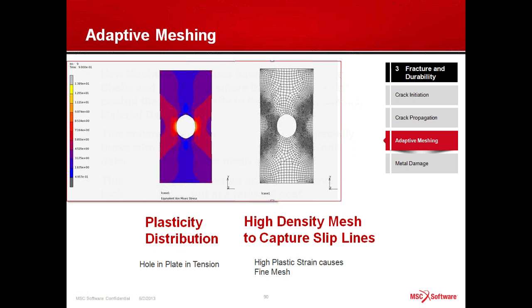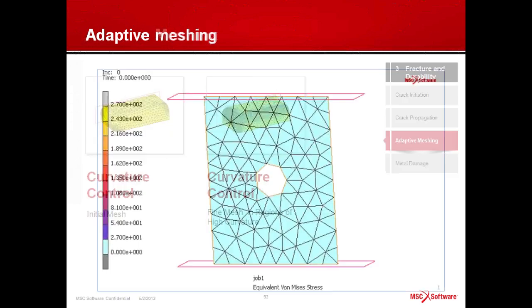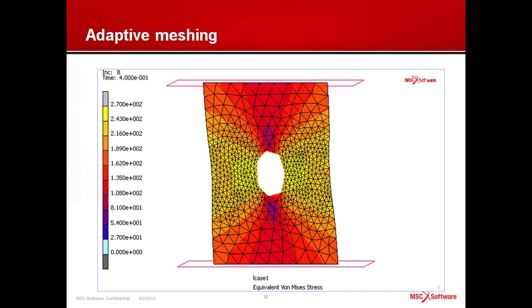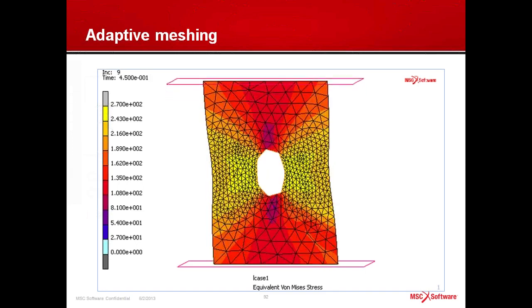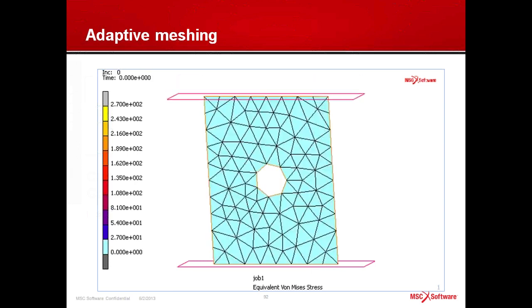Here what we did was we did an analysis and we said we're interested in the plasticity, so we pulled this plate with a hole. We generated these typical slip lines, and based upon that plastic strain, it would then generate a finer mesh in that particular region. We can also generate a finer mesh based upon curvature control. This one was done based upon the equivalent stress, where again, where the equivalent stress is larger, we'll have a finer mesh.